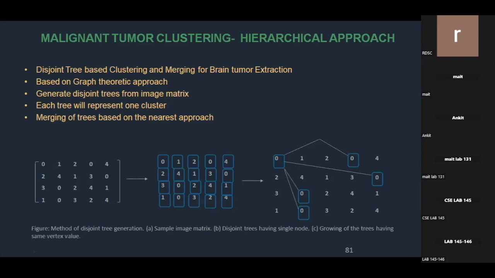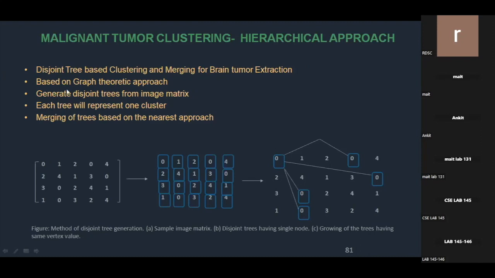I worked on this earlier, a long time back, on the clustering part, hierarchical. We have used a disjoint tree based clustering. So we have the idea of forest, the idea of graph theory, and how to form trees. We have used disjoint tree based clustering and merging, and it is used for extracting, to segment the brain tumors from the MRIs.